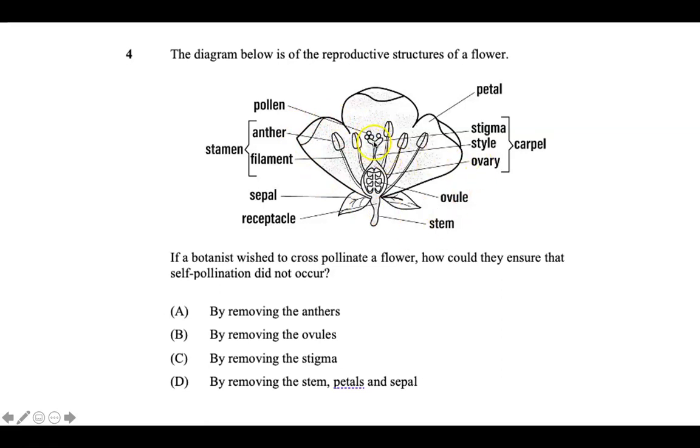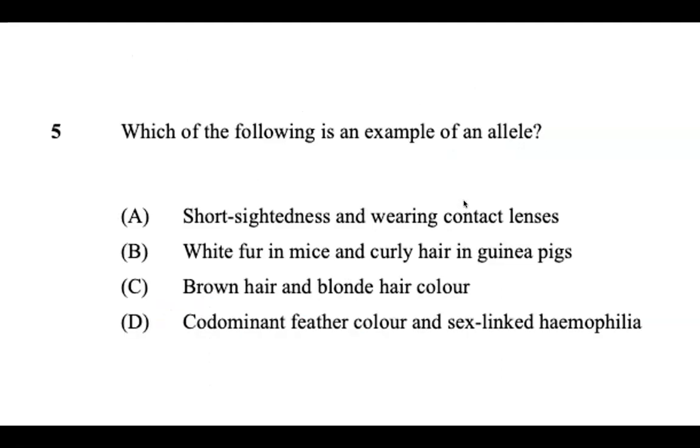We need to remove the parts that produce the pollen for that flower. And in this case, that's the anther. So option A, removing these here, the anthers, is going to be the correct answer. If we remove those anthers, there's no pollen left in the flower. It's not going to accidentally self-pollinate when we're trying to cross-pollinate it with something else.